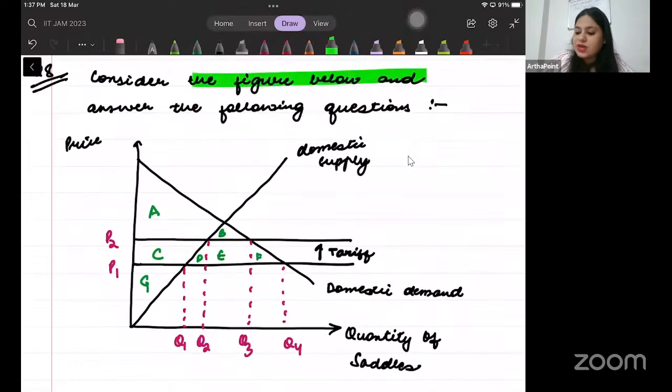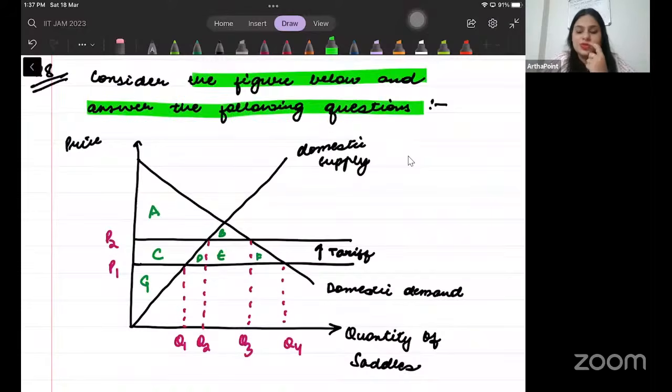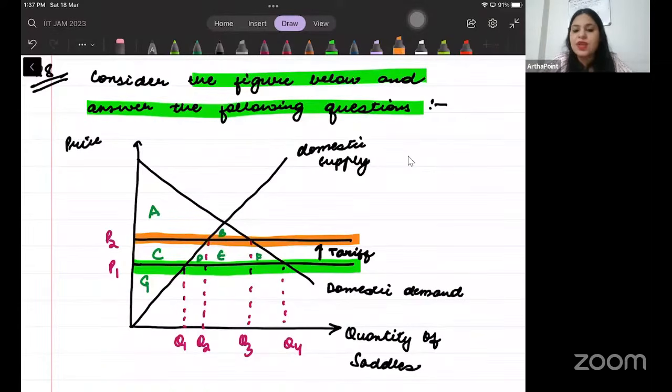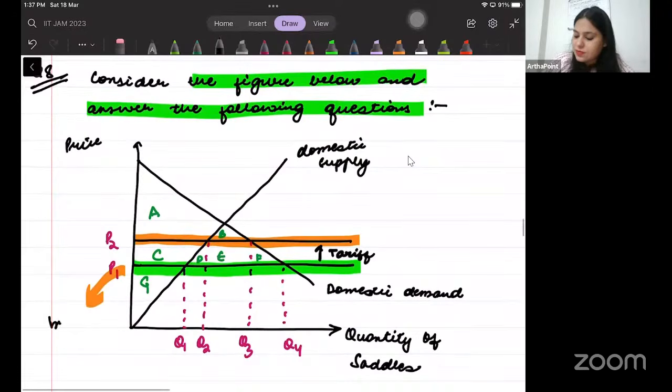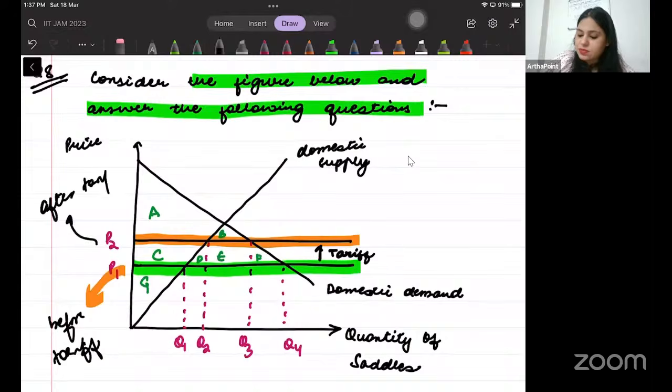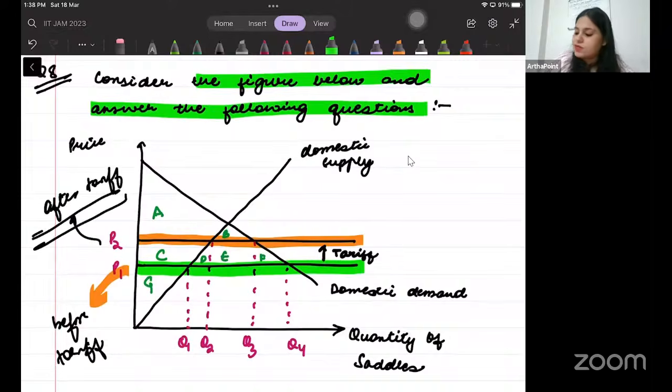Consider the following figure below and answer the following questions. What is happening here is that this is your before trade and this is the after trade price. Okay. No, sorry, both are after trade price. This is free trade only. This is before tariff. And then you have some tariff and this is after tariff. And this is the amount of tariff that you have.